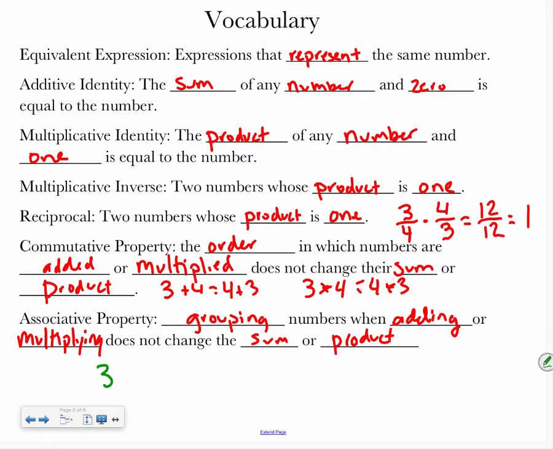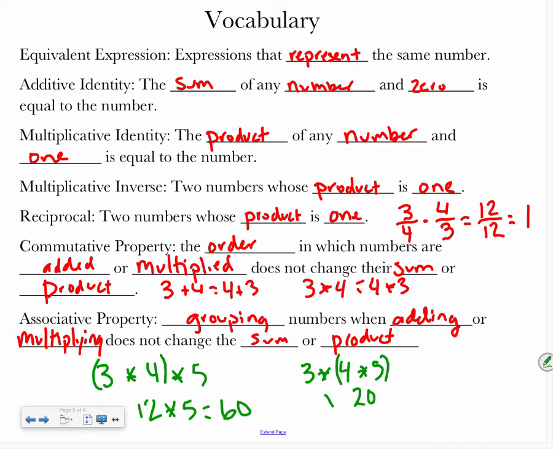If I have 3 times 4 times 5, and I group my 3 and 4 together, so then I have a 12 times 5, that's 60. Now let's look, if we were to have grouped that a different way, what if we had grouped and done 4 times 5 first, then we'd have 20. 3 times 20, which is also 60. So you can see that the order that you group in doesn't change. And the same goes for addition. I only did a multiplication example, but the same thing holds true for addition.